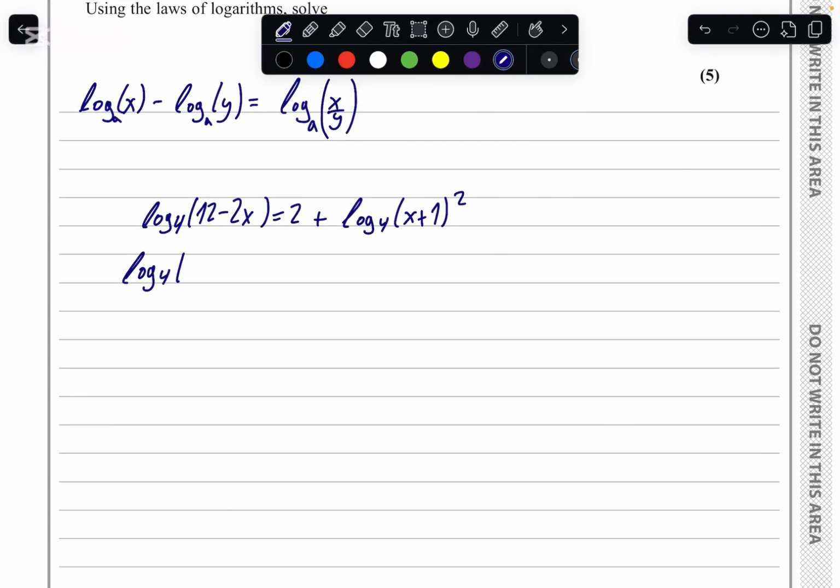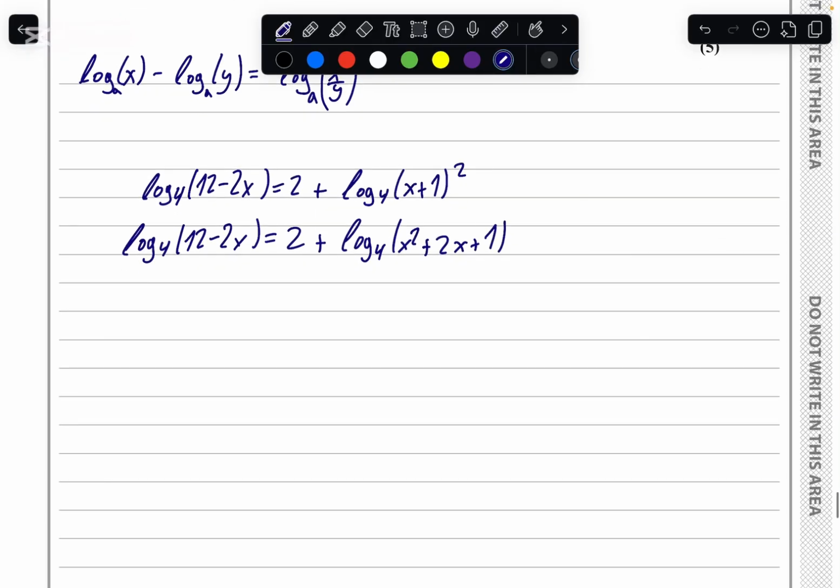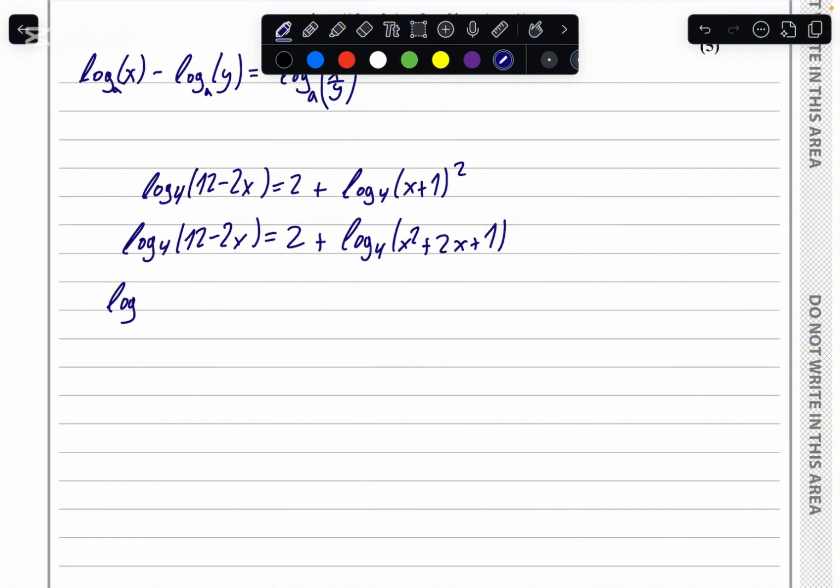Expanding that bracket, we get this. Then if we go ahead and use what we said earlier, we can finish off the question.